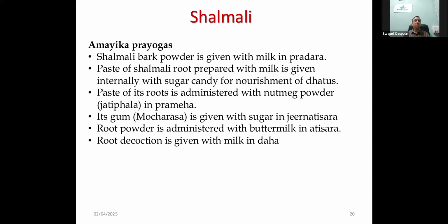Its gum or Mocharasa is given with sugar in Jirna Atisara. Okay, so Jirna Atisara is a chronic Atisara patient. Mocharasa is given with sugar. Root powder is administered with buttermilk in Atisara. Root decoction is given with milk in Daha. Daha, so in order to reduce the burning sensation.